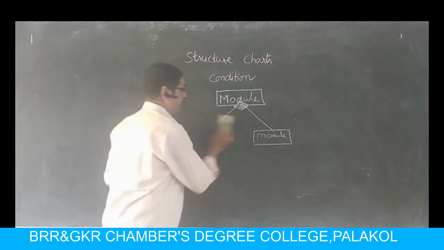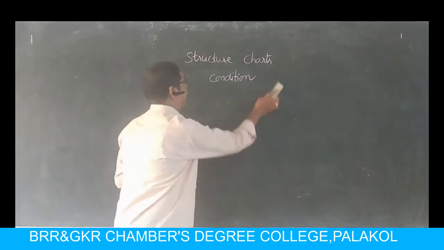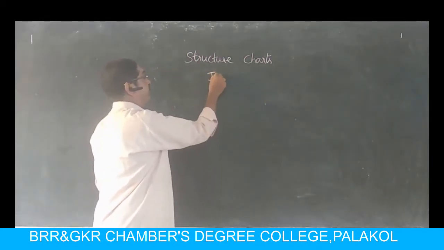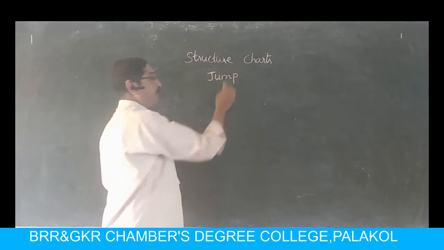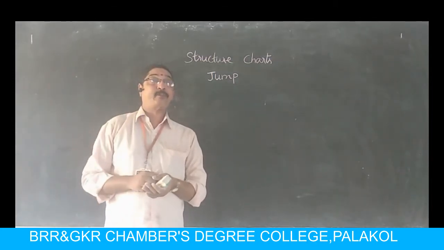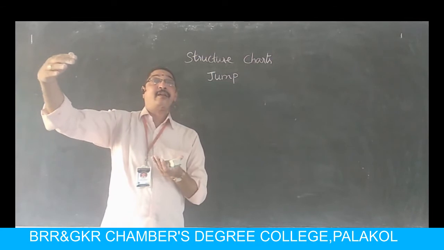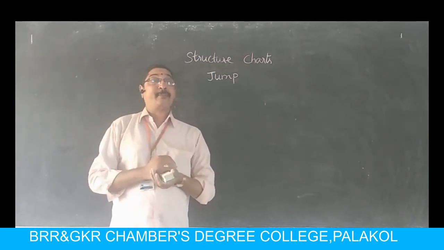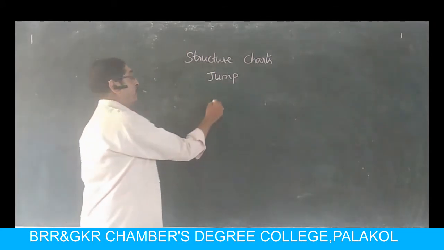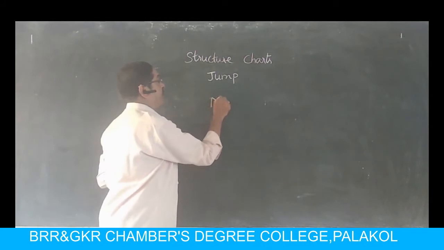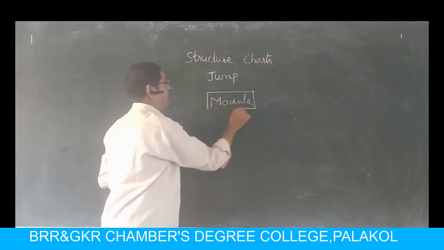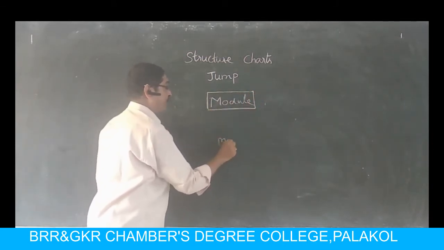Next one is jump. Jumping means moving from one area to another area directly. If anything moves directly from one area to another area, then it can be called a jump. Similarly, how can this be represented in modules? In structure chart, you take a module and I have taken another module as an example.